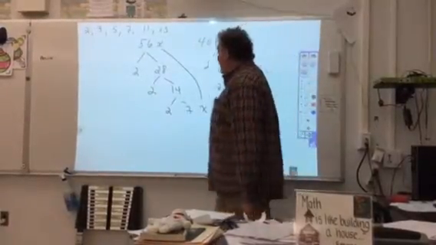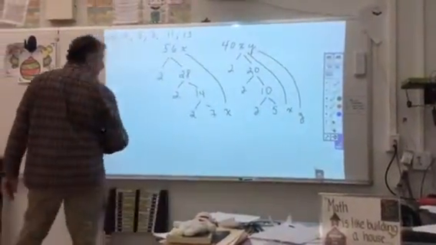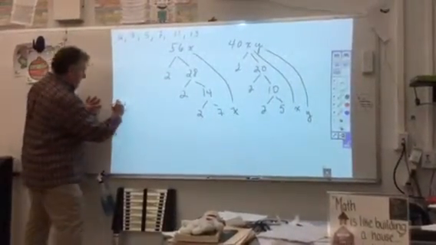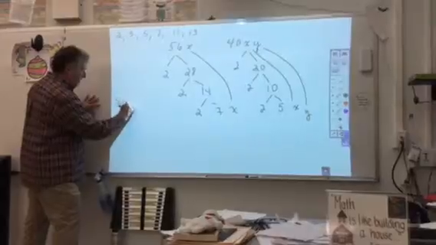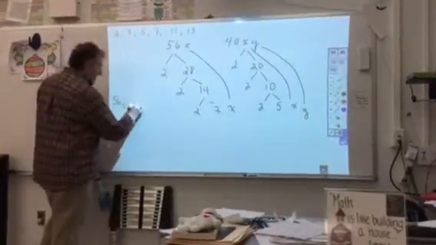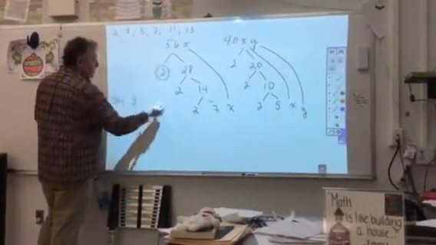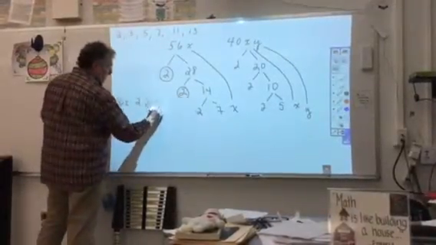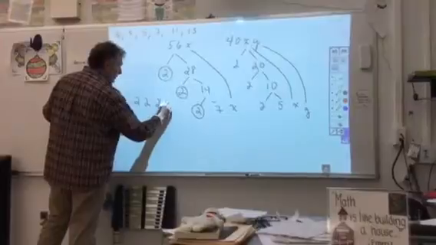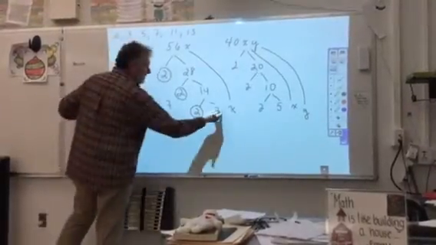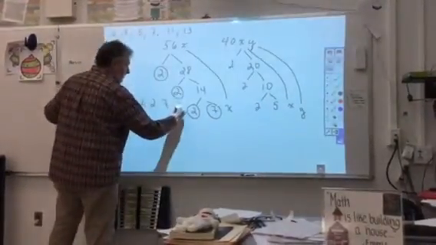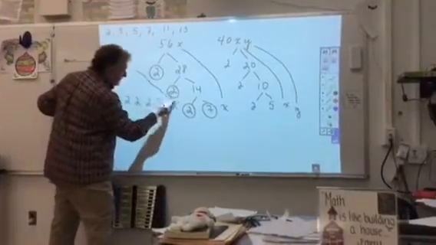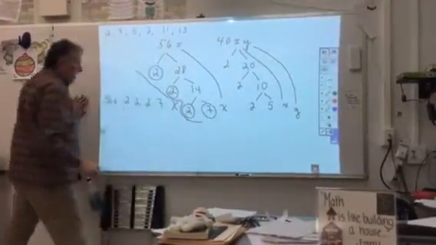Okay, so I will list the primes for 56x, and I will say that we have 2, that is this 2, times this 2, times this 2, times 7, and then times x. And let's delineate that.